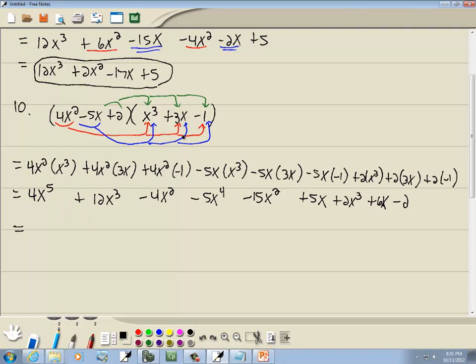Let me check this. 12x to the third minus 4x squared minus 5x to the fourth minus 15x squared plus 5x plus 2x to the third plus 6x minus 2. Okay. Now combine together like terms. So we got 4x to the fifth. So that's taken care of. We got minus 5x to the fourth.